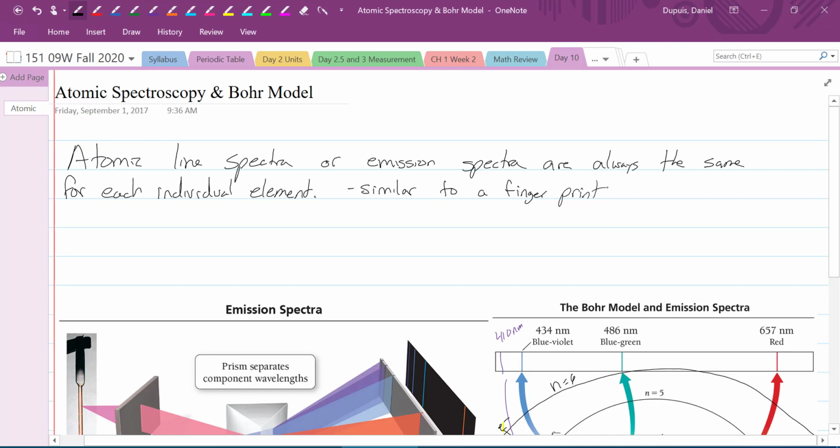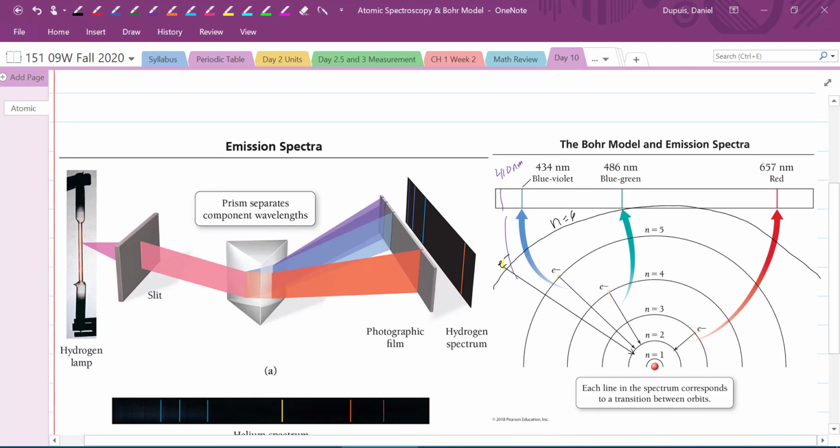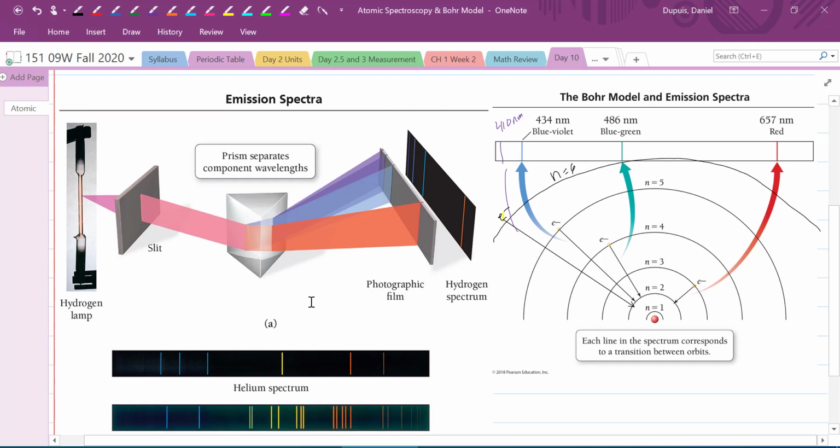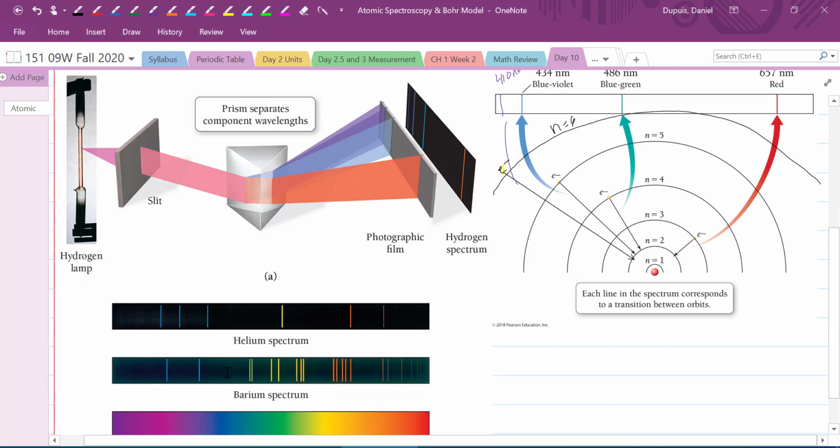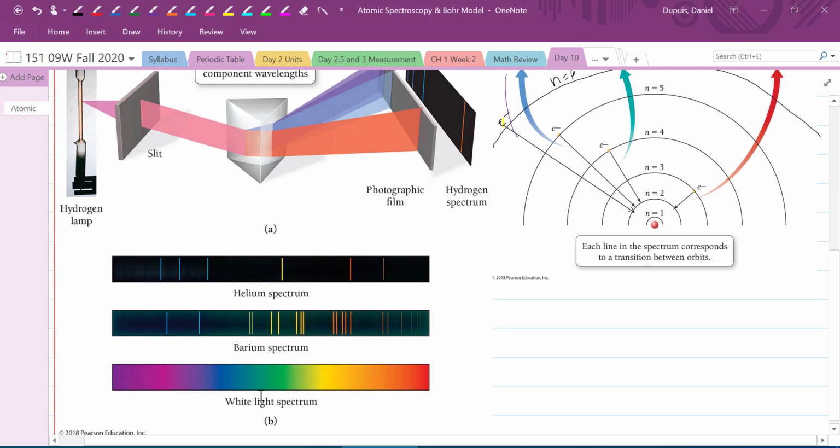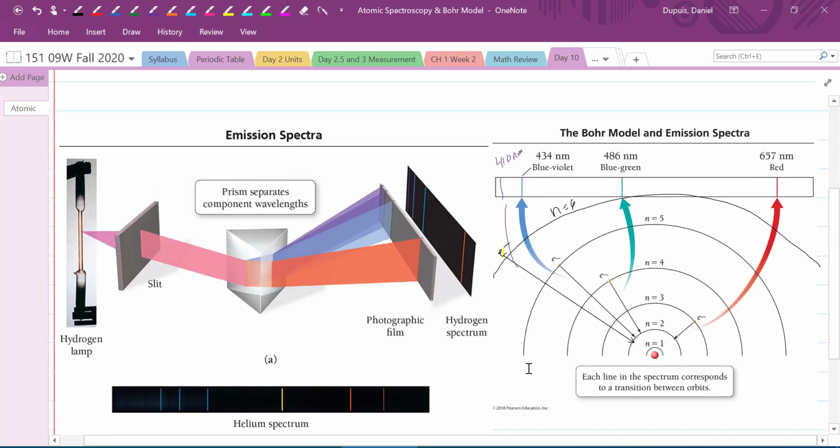Alright, so here's how this works. Hydrogen lamp, and that's basically the color, it comes through a slit and then a prism separates it into 4 different colors. If you had a helium lamp, you would see something like this. A barium lamp is something like that, a lot more lines. Obviously the sun, white light spectrum is all the colors.